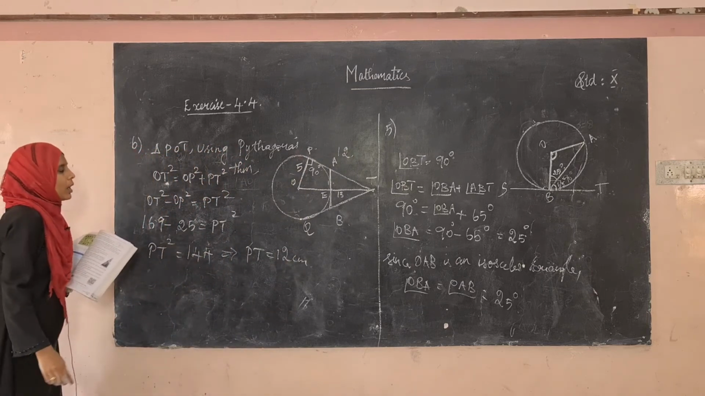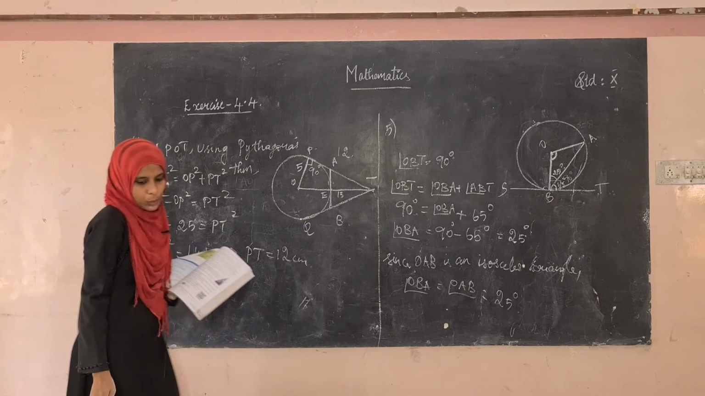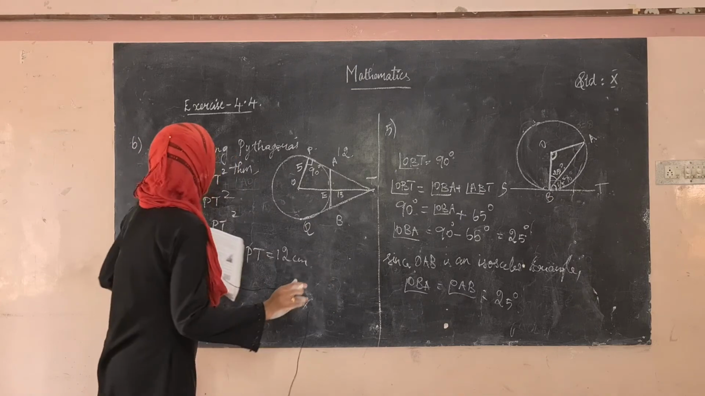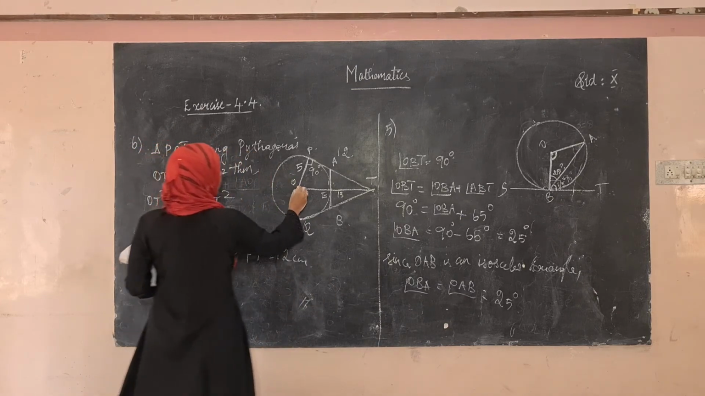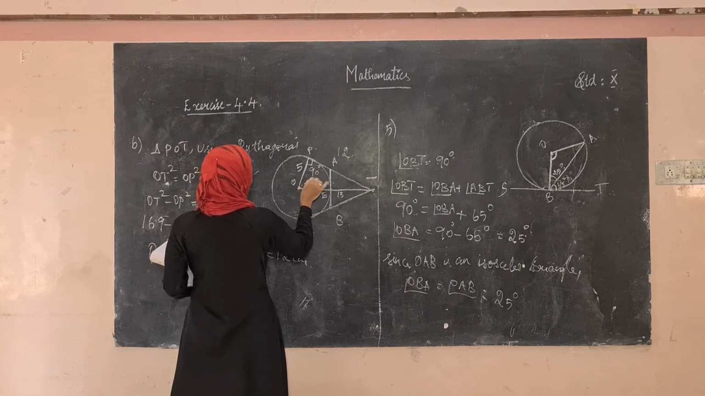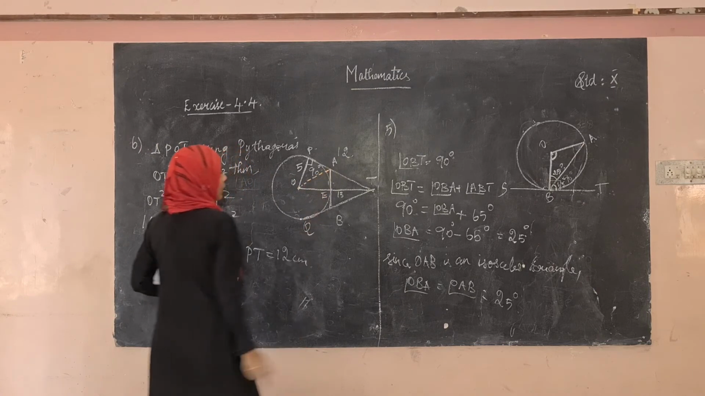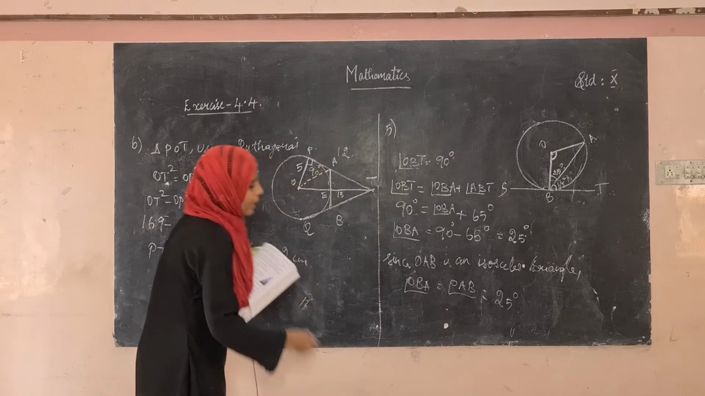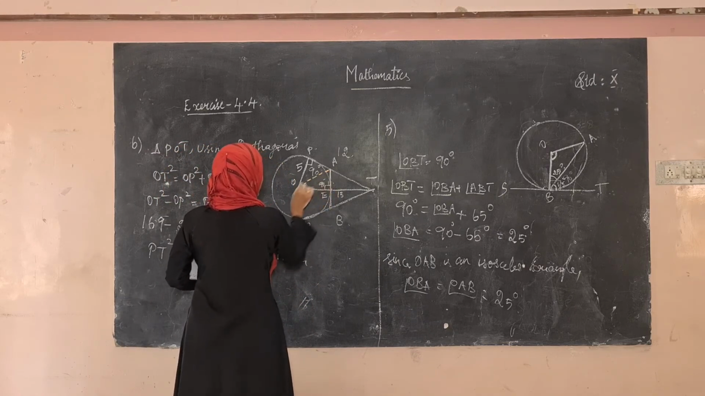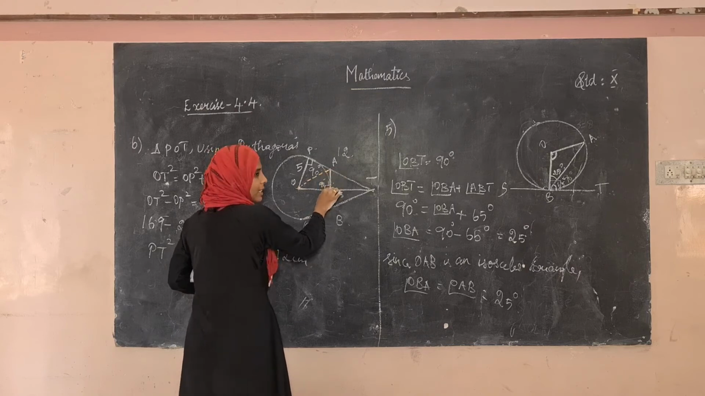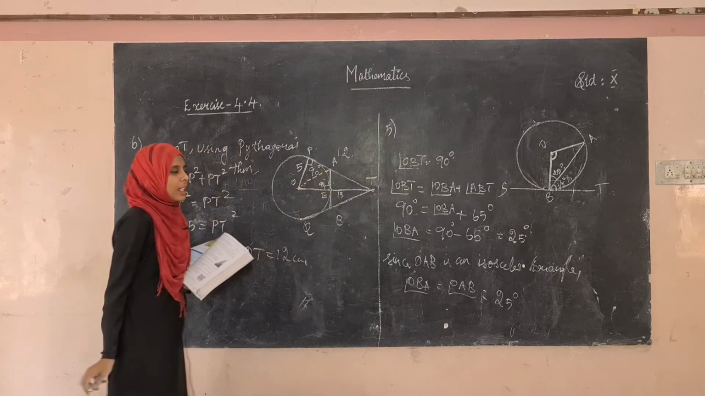Okay, now we got this. After this, we are going to draw a line here, an imaginary line from O to A. It is clear that this is also 90 degrees, because this is the radius and this is the tangent. Therefore, it also makes an angle of 90 degrees.